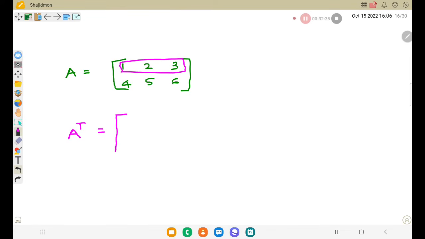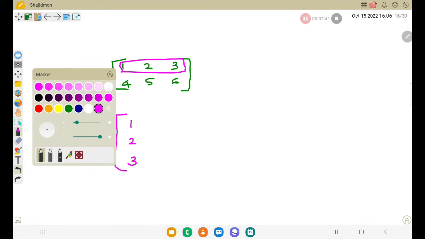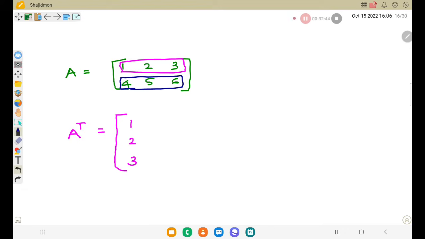For example, A equals the matrix with rows 1 2 3 and 4 5 6. Now we can write the A transpose matrix. Take the first row 1 2 3 and write it as the first column 1 2 3. After that take the second row 4 5 6 and write it as the second column 4 5 6. This is the idea of the transpose of a matrix, A transpose. Hope you understood that one.